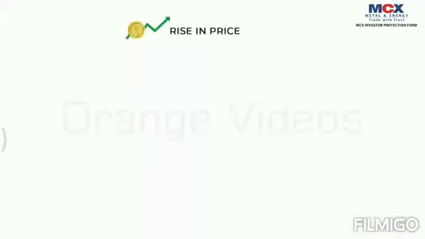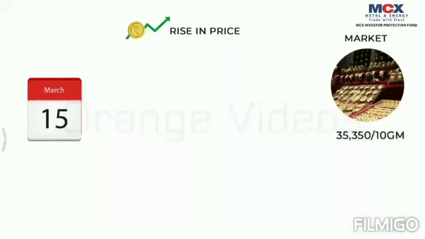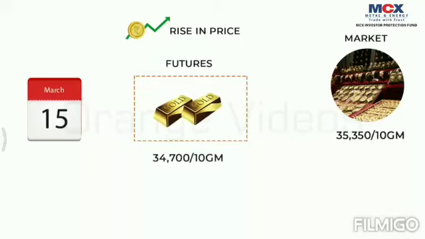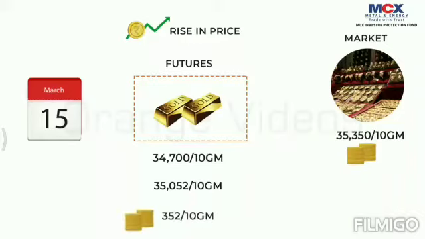If prices rise in a long hedge, in this scenario of price rise, on March 15th, the jeweler purchases gold bars from the physical market at Rs 35,350 per 10 grams and reverses the position in the futures market by selling gold futures at the prevailing price of Rs 35,052 per 10 grams. Cash flows from the physical market transaction stand at Rs 35,350 per 10 grams. Cash flows from the futures market transaction stand at Rs 352 per 10 grams, that is 35,052 minus 34,700.